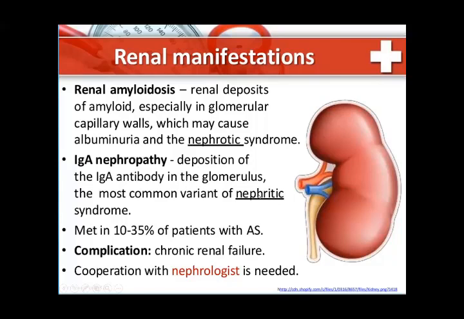The patient will have hematuria and will have high blood pressure. So hypertension with hematuria and proteinuria is a feature of IgA nephropathy, and a patient with nephrotic syndrome, a feature of proteinuria with edema, has renal amyloidosis. This is seen in 10 to 35% of patients with ankylosing spondylitis, and the complication can lead to renal failure, hypertension, and chronic renal failure, and you have to ask for your nephrologist colleague.